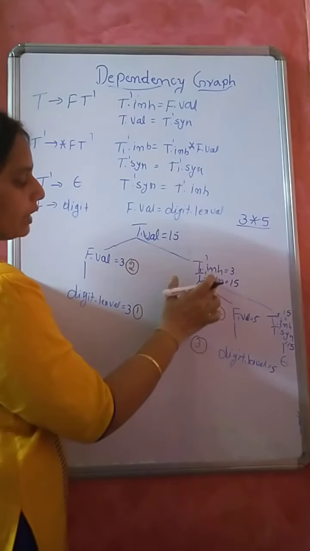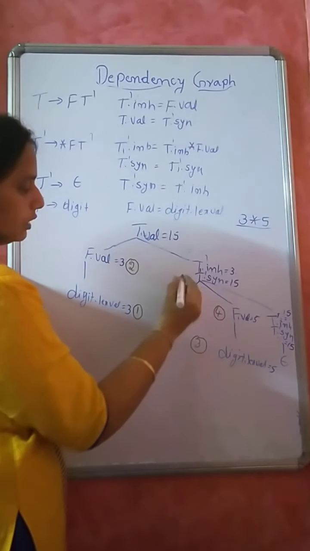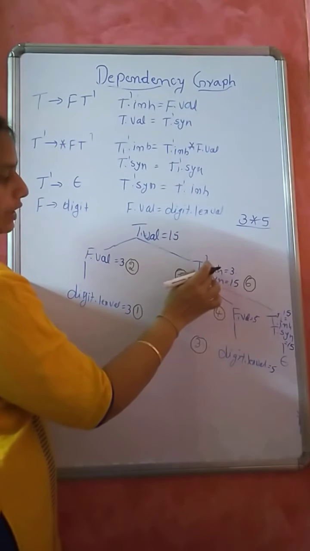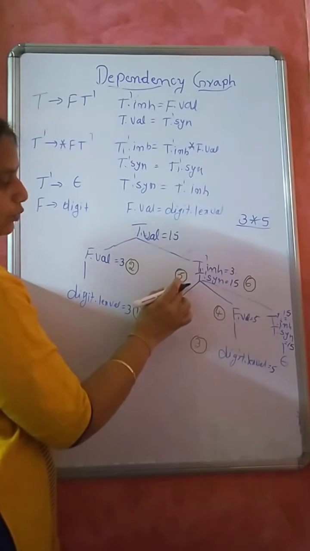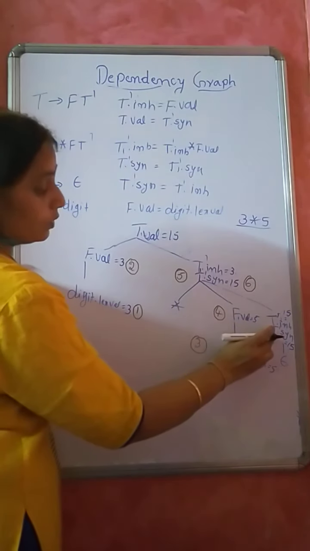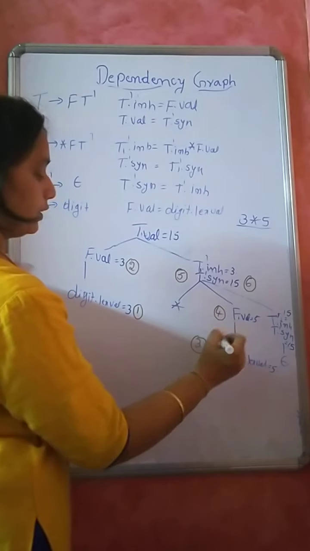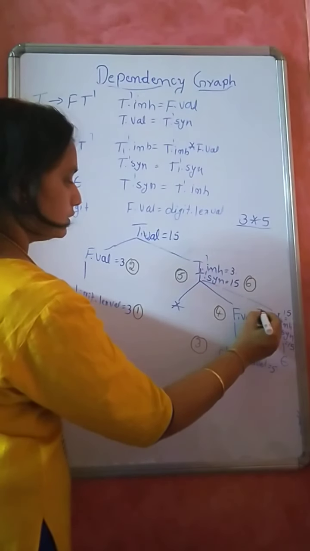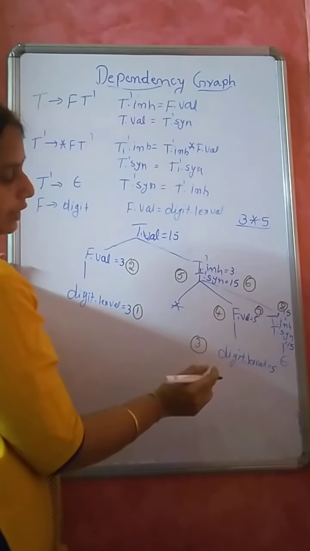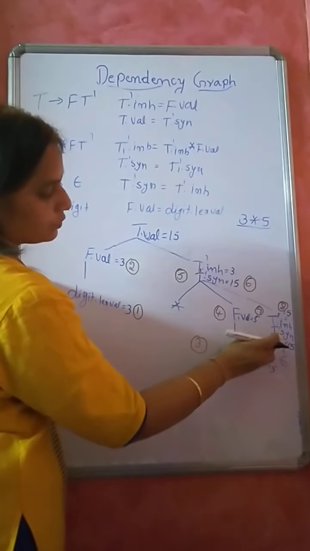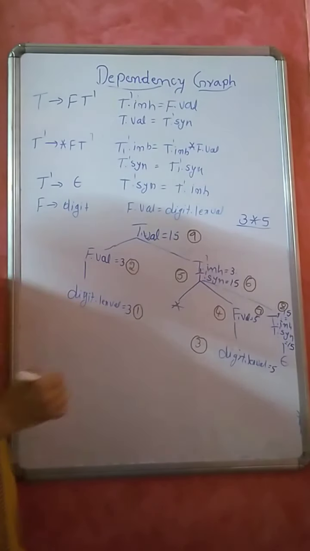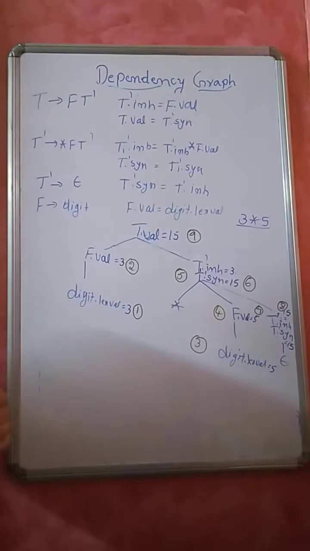Then 2 attributes are associated with this one. So I will take 5 and 6. One is for inherited value 5, synthesis value 6. Same here also, 2 attributes are associated with this one. So that is 7 and 8. What is 7? Inherited value. What is synthesis? This one, it is 8. Then I will take this as a 9. So these are the nodes of the dependency graph.